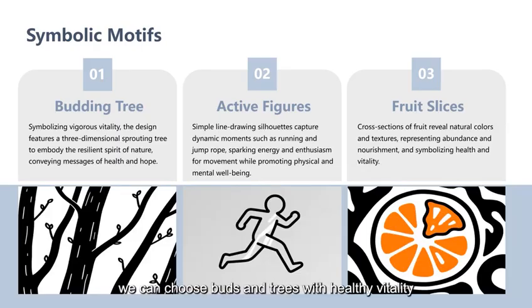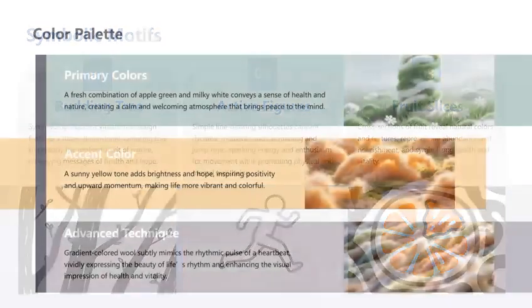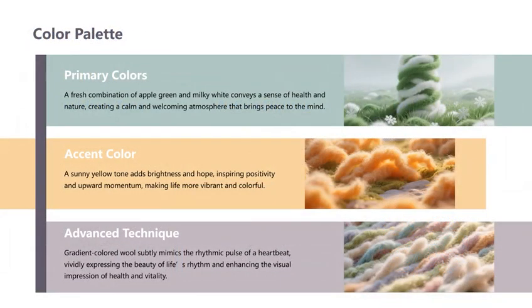In the pattern, we can choose buds and trees with healthy vitality, sports figures that symbolize a healthy physique, and a fruit or a cross-section of a fruit that represents healthy and delicious. And for the color matching, whether it is mainly fresh and natural, apple green and milky white, or orange and yellow mixed with sunshine, these colors that symbolize beauty can well convey our understanding of the keyword health.